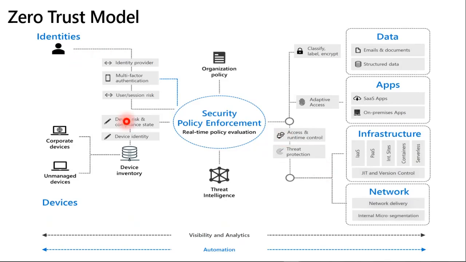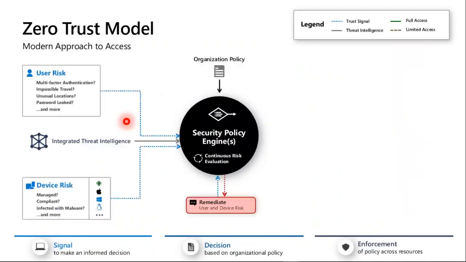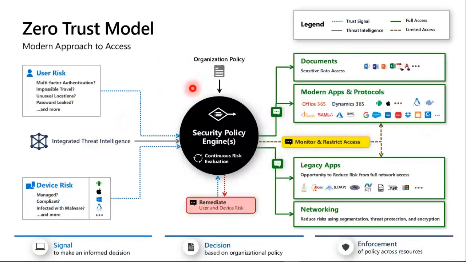So let's talk about how we at Microsoft view this, and I'll quickly go over this modern approach to access. This lumps together what we just talked about and how we view the landscape. The modern approach says I still have my two entities. I have my user risk: do I want MFA? Is impossible travel happening? Unusual location? I'm looking at behavior and anomalies here. I'm integrating with threat intelligence. We just talked about that.